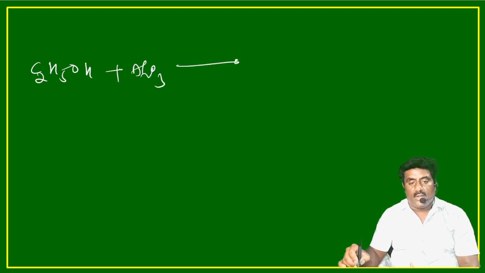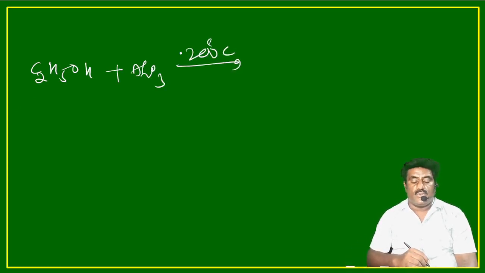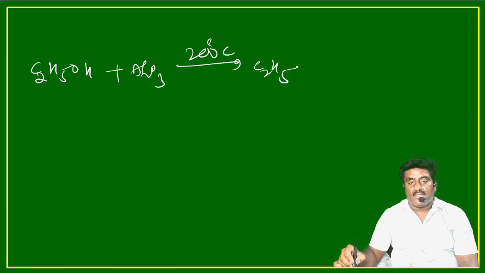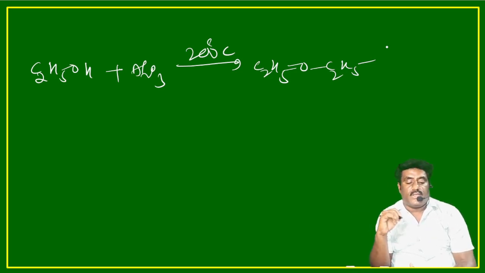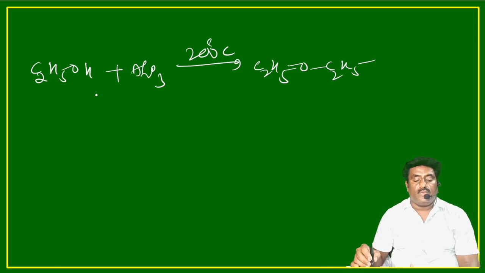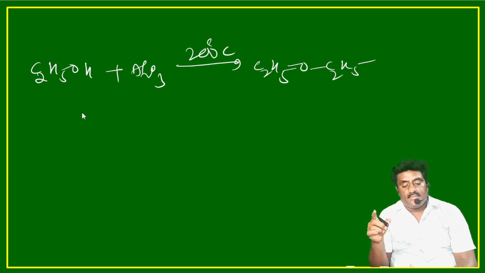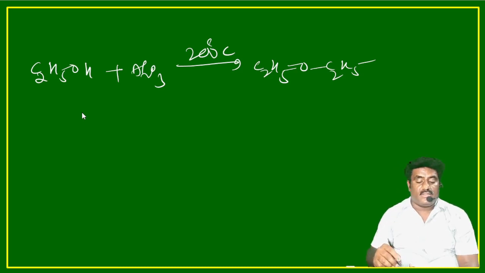Again, ethanol, C2H5OH, in the presence of Al2O3, alumina, at 200 degrees Celsius gives ether, C2H5OC2H5. At 170 degrees Celsius, with the temperature rise, it gives alkene. At 140 degrees Celsius, it gives ether.